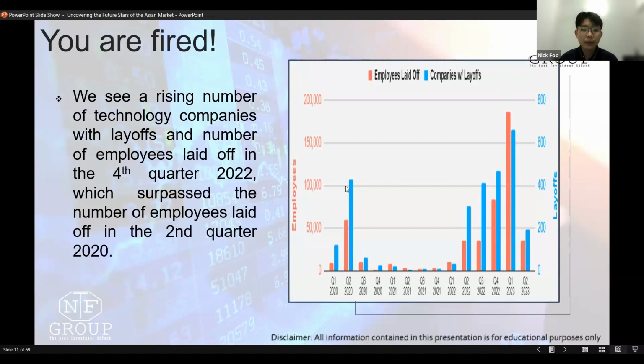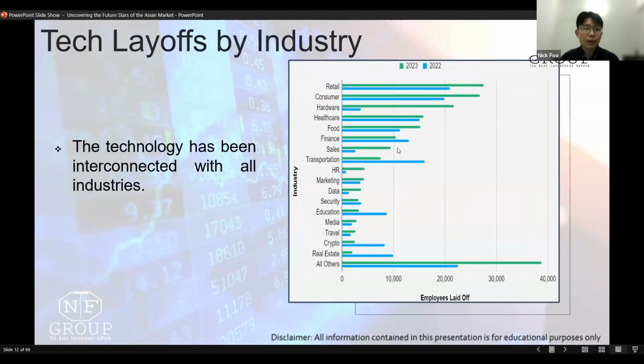It's higher than the one in 2020, which was the outbreak of COVID-19. I think this is quite obvious. And if you look at the technology layoffs by industry, the green histogram represents 2023.